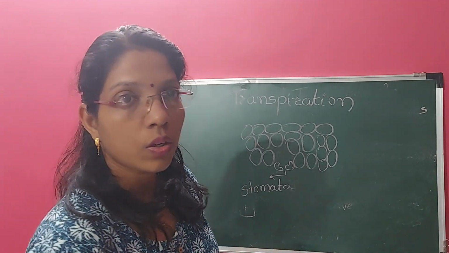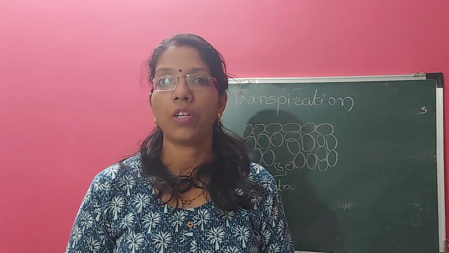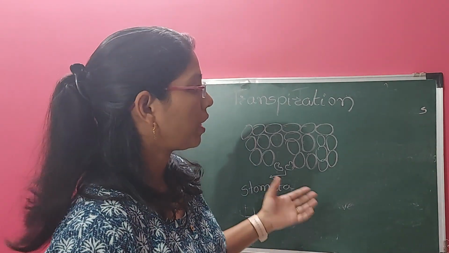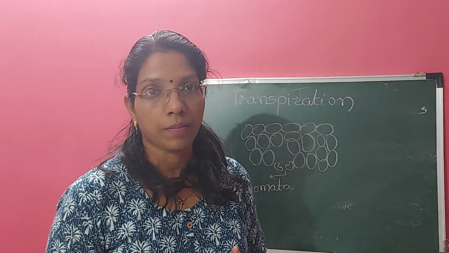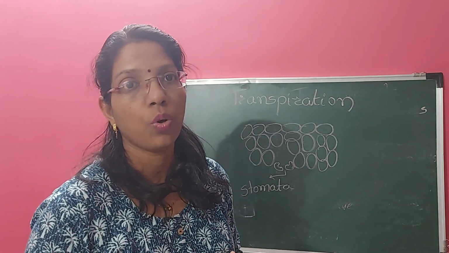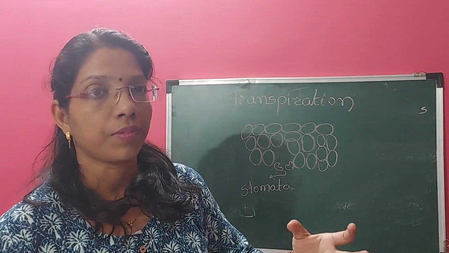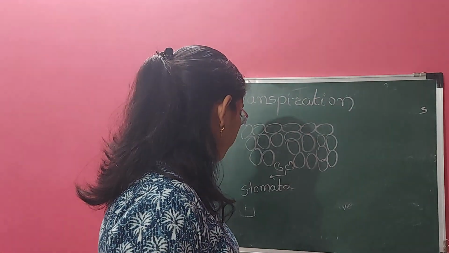So if the roots have absorbed excess water, that excess water is to be removed from the plant, and that excess water is removed through the process of transpiration. Therefore, transpiration performs the role of keeping the balance in the plant body. So that is the role of transpiration.